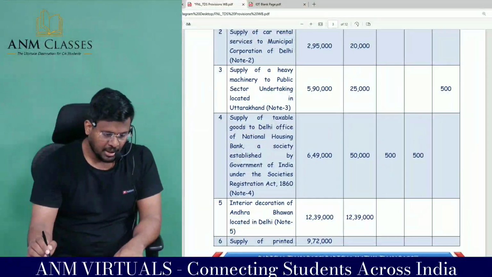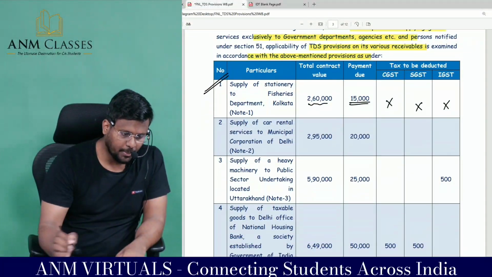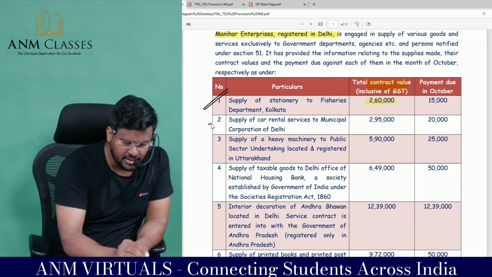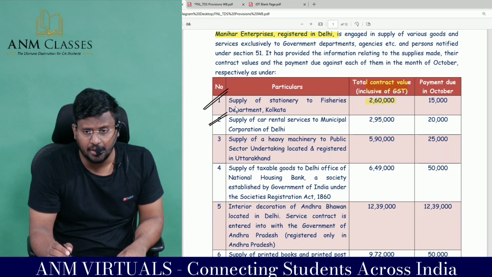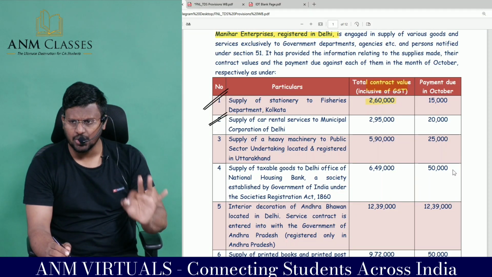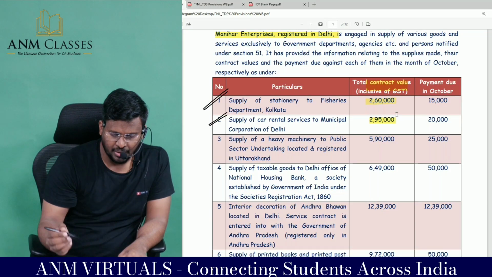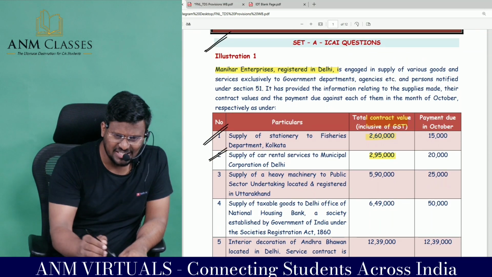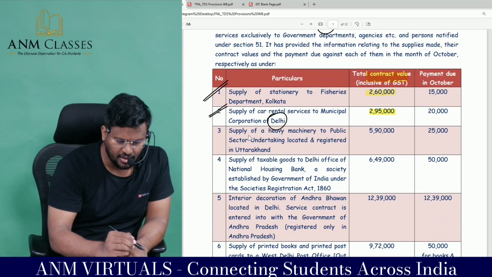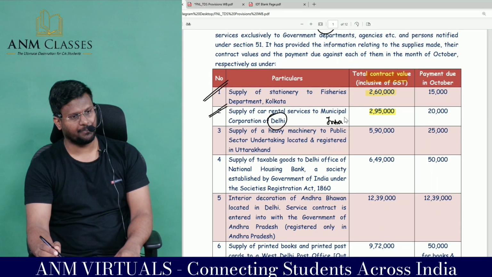Comfortable? I am coming to the second part of the question. We'll be reading the second one. Supply of car rental services to Municipal Corporation of Delhi. They are an eligible person. TDS to be deducted under section 51. What is the total? 2,95,000. So our supplier is situated in Delhi and the recipient is also situated in Delhi. It's an intra-state supply.